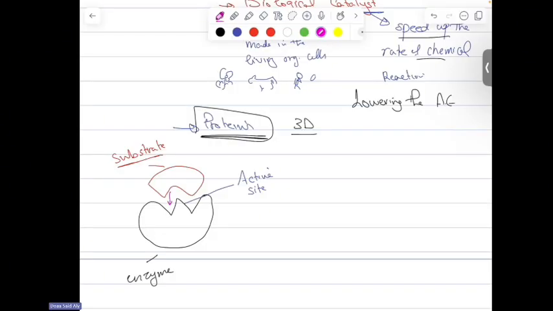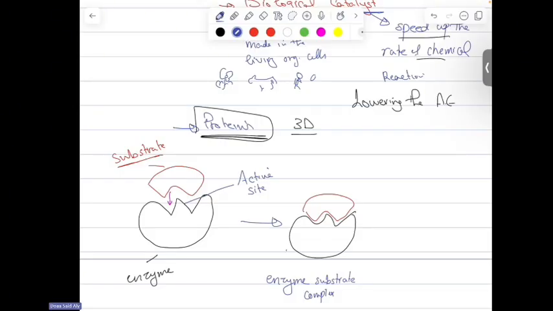Then what happens here? Again, the enzyme and its active site, and here the substrate binds to the active site of the enzyme. And what do they form? They form enzyme substrate complex. Okay. It's very easy, you can memorize it.